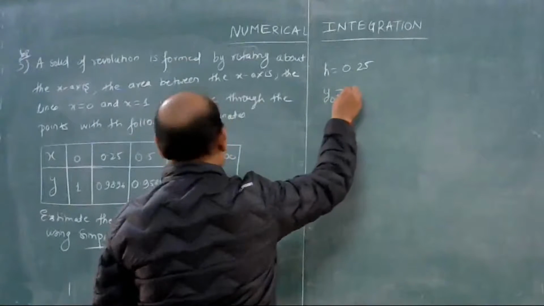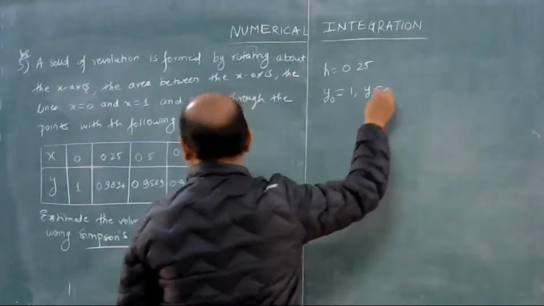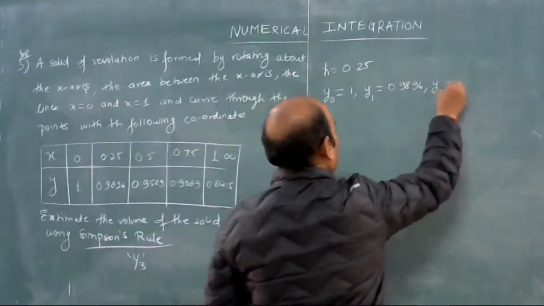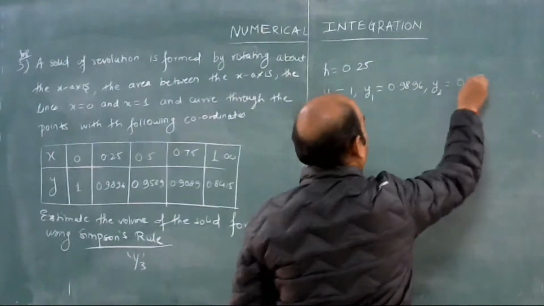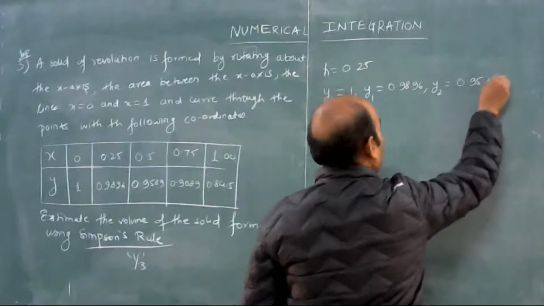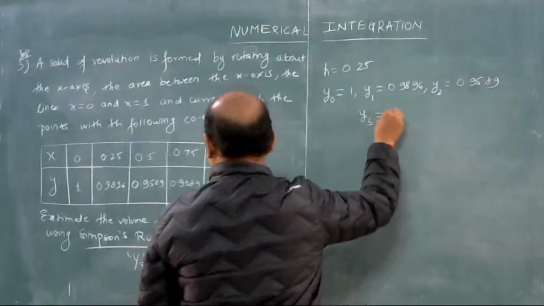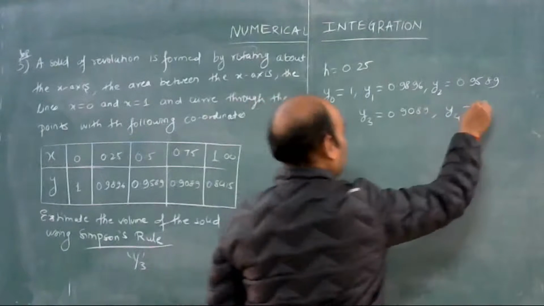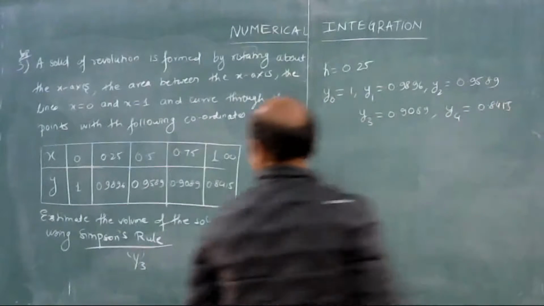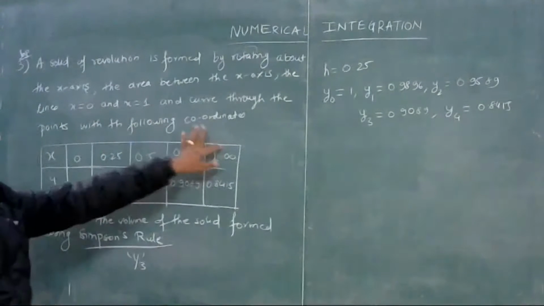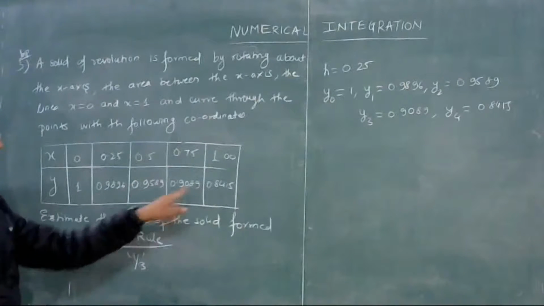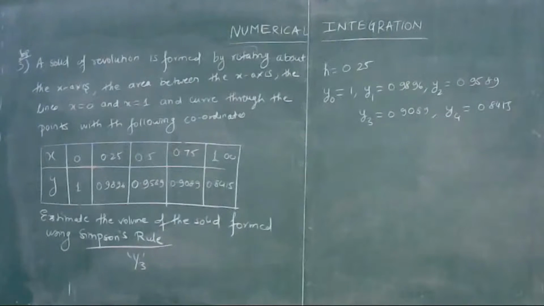Okay, and you need to find values of y. So y0 is equal to 1. y1 is 0.9896. y2 is equal to 0.9589. y3 is equal to 0.9089 and y4 is equal to 0.8415. So this is x0, x1, x2, x3, x4. So corresponding values of y, y0, y1, y2, y3 and y4. Okay. So the required volume of the solid generated.